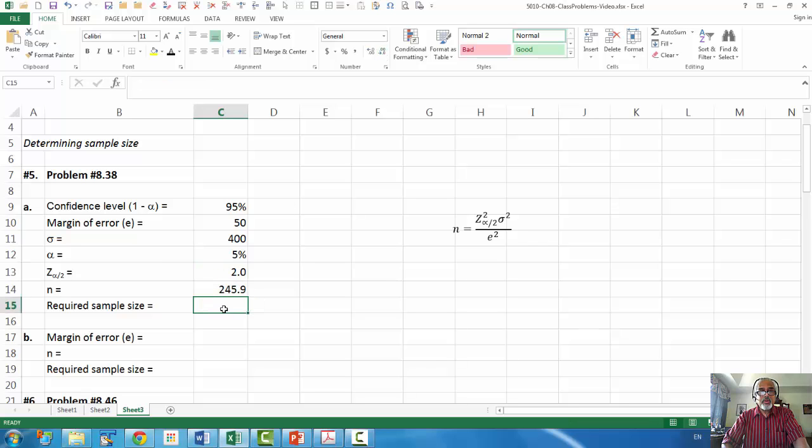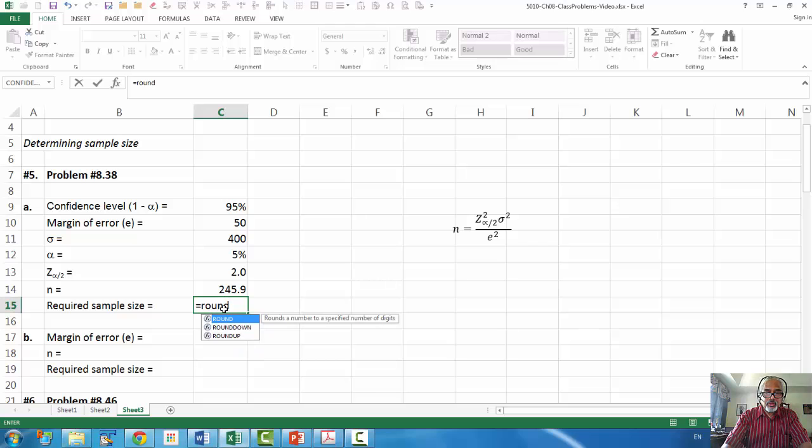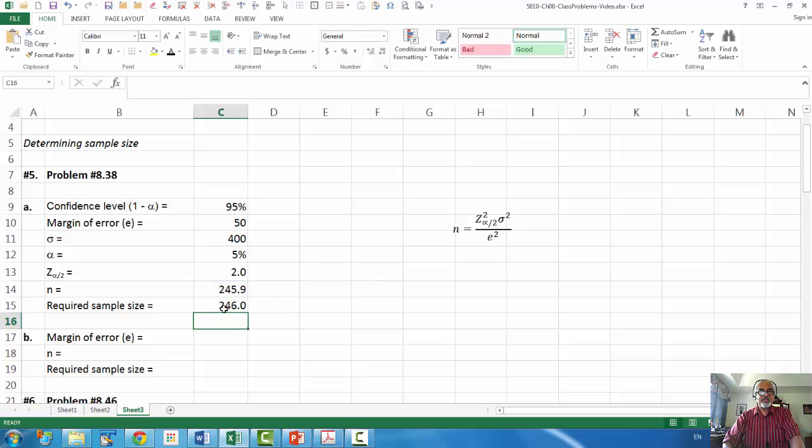Now you want to round it up. You round the sample size, always round it up. So you can use the ROUNDUP function, comma 0 for rounding to 0 decimal places. So that's our sample size.